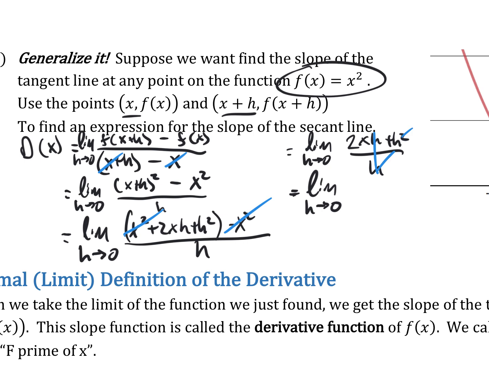Okay, it's just going to cancel that squared. So we have 2x plus 1h. And now we can find that limit, right? Now you can plug in 0, and we can say that this is equal to 2x. And we're done. Okay, so we have an x in our answer.